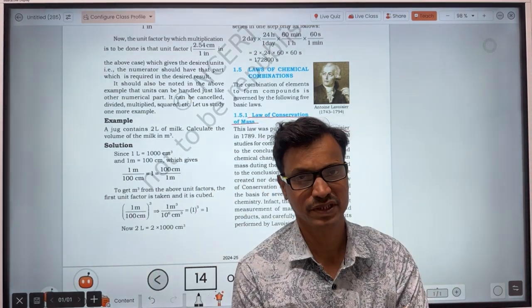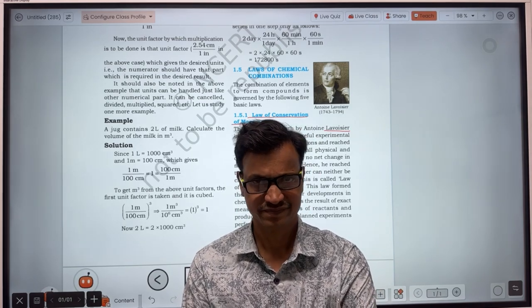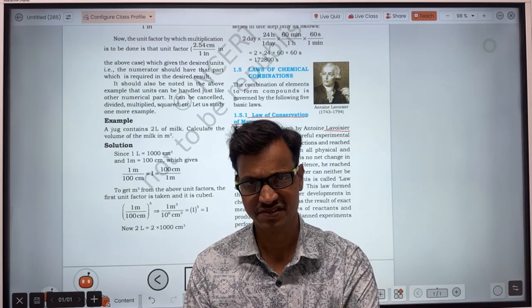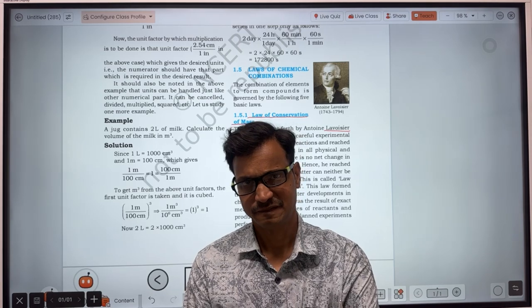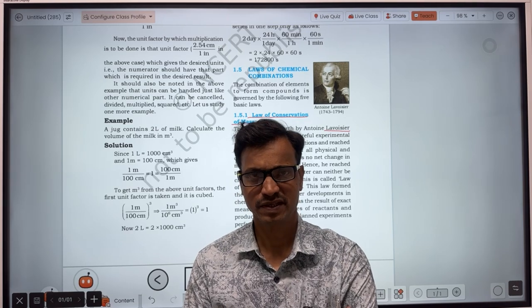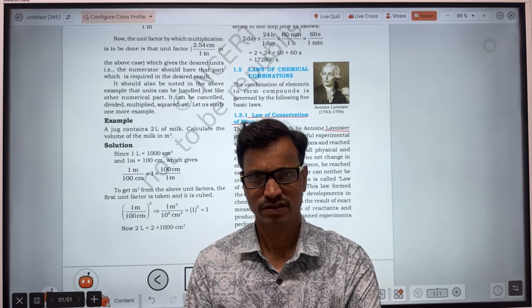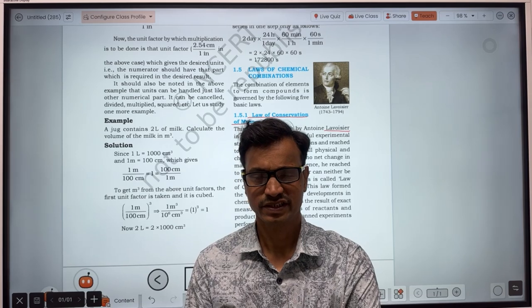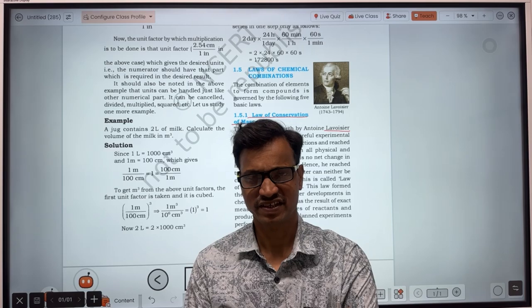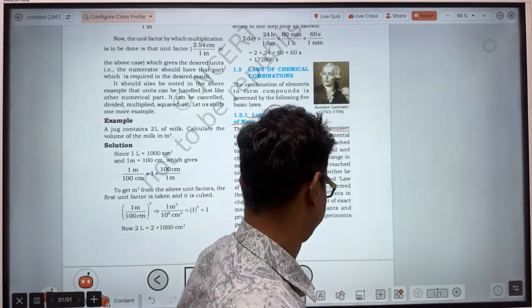The law of conservation of mass states that during a chemical reaction, mass is neither created nor destroyed. So guys, we balance chemical equations in 9th and 10th classes. You are aware that when we write chemical equations, we balance them. Why? Because during chemical reactions, mass is neither created nor destroyed. So by balancing the chemical equation, we make the mass of reactants equal to the mass of products. That means the mass of reactants will be equal to the mass of products, and that was proposed by Lavoisier.